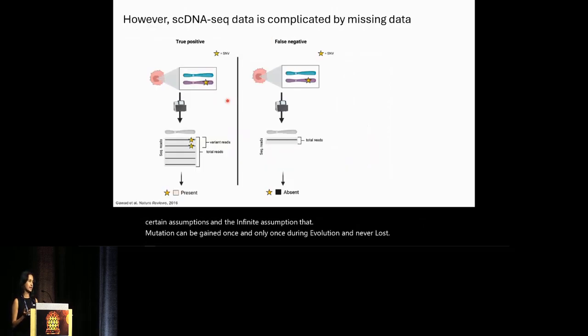However, our data doesn't look like this idealized form of the matrix I just showed you. So you can imagine this ideal scenario on the left-hand side here, where we have this star variant present in one copy in our cell, and we apply single-cell sequencing technologies and observe some reads containing that variant, allowing us to make a true positive inference that the yellow star variant is present in our cell.